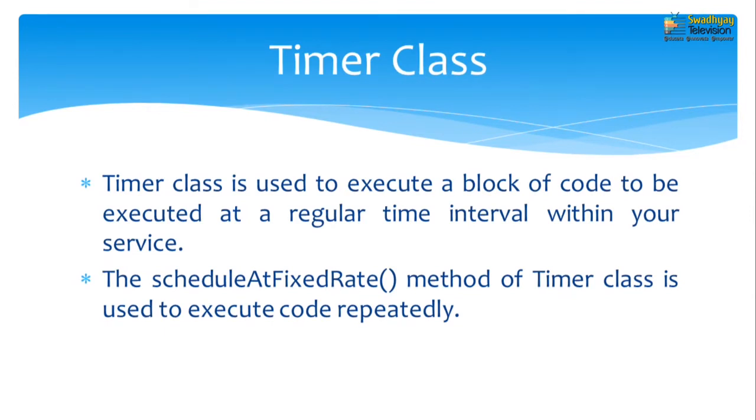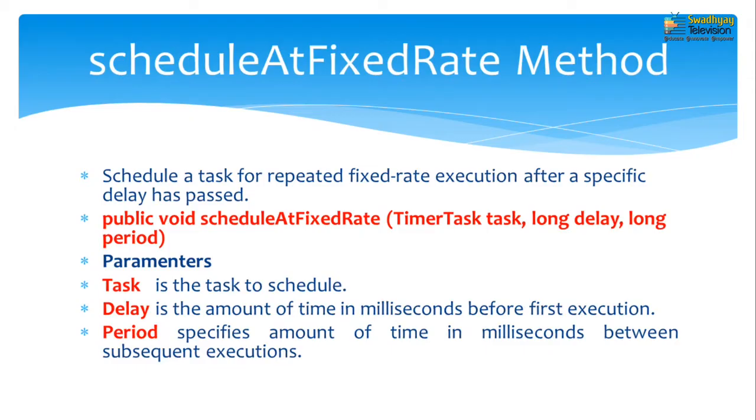Now, inside the Timer class we have one method called scheduleAtFixedRate, and it is used to execute code repeatedly. Here on screen you can see our method takes 3 arguments. First is a TimerTask, second is a delay, and last is a period. Whatever you write inside this scheduleAtFixedRate will be executed at the interval specified in the last argument, which is the period.